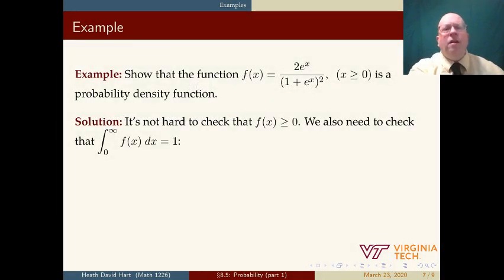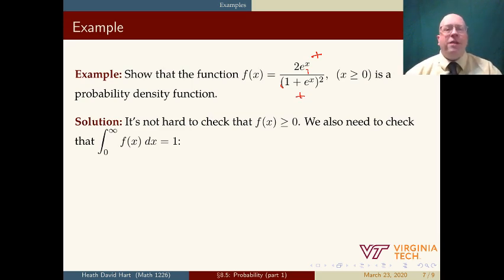It's not too hard to check that a function is greater than or equal to 0. We can check that because we know that e to the x is always positive, so the numerator will always be positive. And the denominator, because it's squared, will always be positive. And positive divided by positive is always positive.